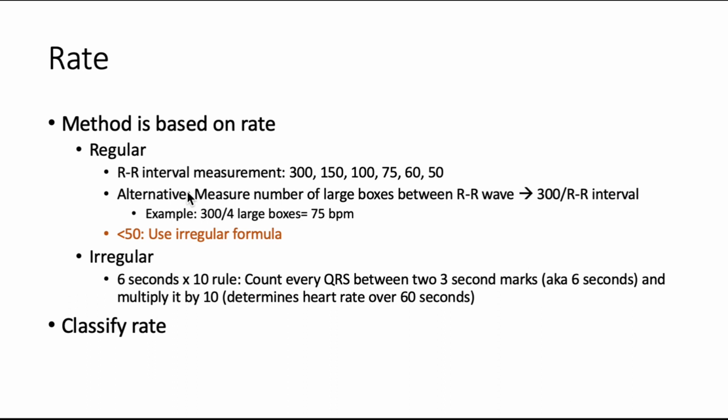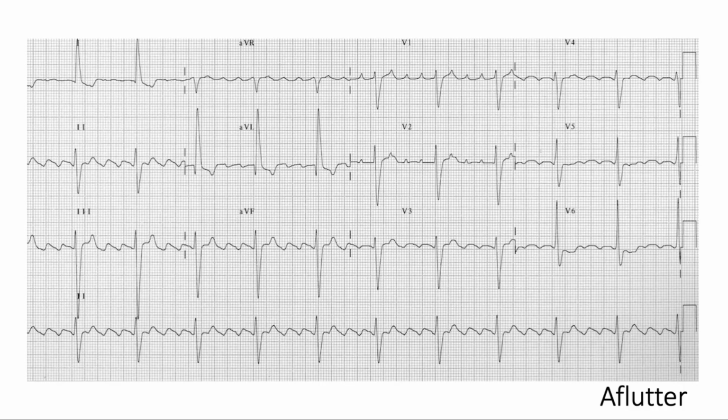The first initial way to do it is by memorizing really this R-to-R interval measurement pattern, and it's 300, 150, 100, 75, 60, 50. You can look at every set of big boxes between the QRS complexes and find out the rate.